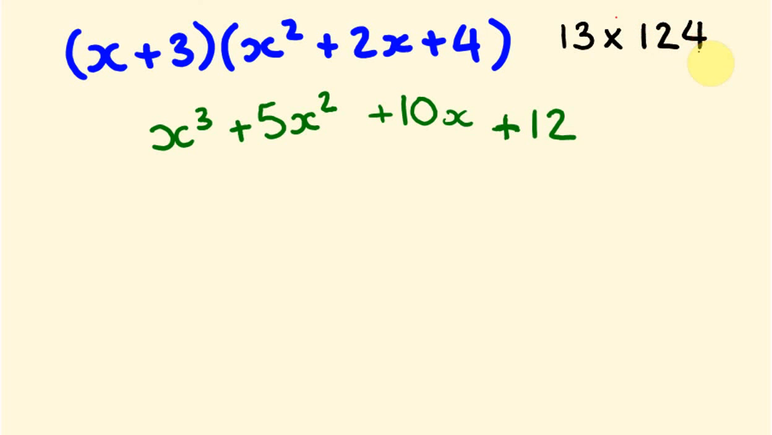This is the same as if we were to substitute x as being 10, it's the same as 13 times 124. Now look at this, and I'll show you what we get here with our answer. If we were to put our 2 down, okay, that's our 2 here, we're going to carry this 1 across to this now, so 10 is going to become 11.